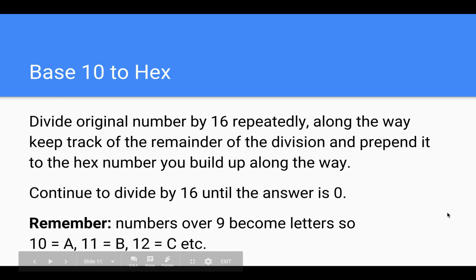Base 10 to hex. For this, it's going to be the same process as with binary, except with 16. So we're going to repeatedly divide the original number by 16, along the way keeping track of the remainder and prepending it to a hex number we're building up. And again, you continue to divide by 16 until the answer is 0. And remember, numbers over 9 become letters. So 10 will become A, 11 B, 12 C, etc.